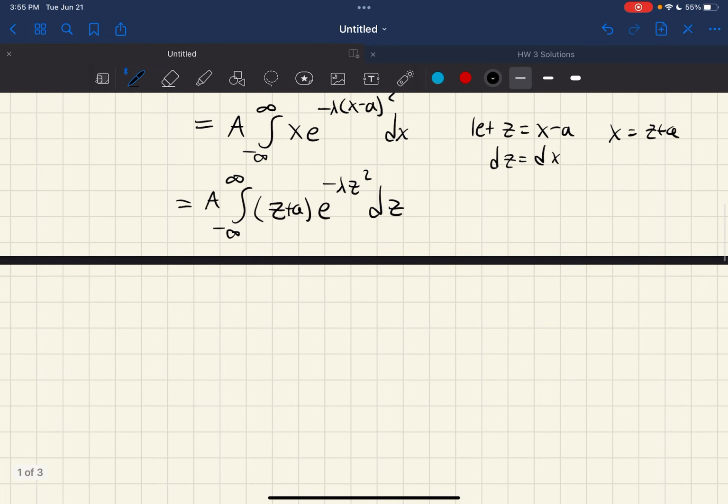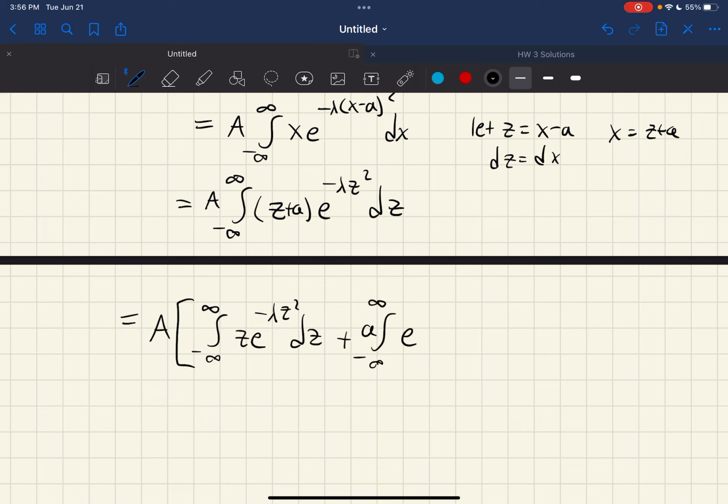And then we can just separate this into two separate integrals. We get a times the integral from negative infinity to infinity of z e to the minus lambda z squared dz, plus the integral from negative infinity to infinity, I'm going to pull out the a, of e to the minus lambda z squared dz.